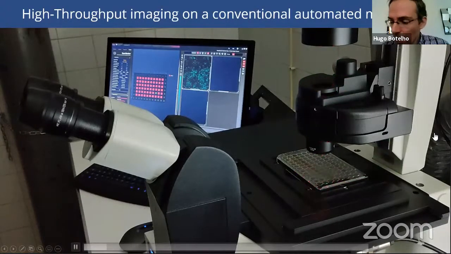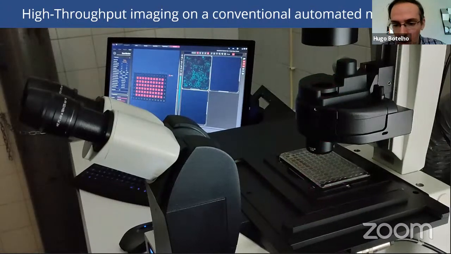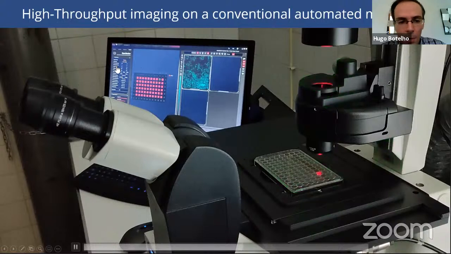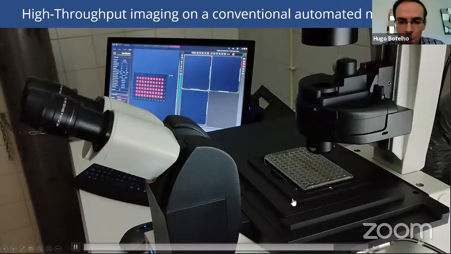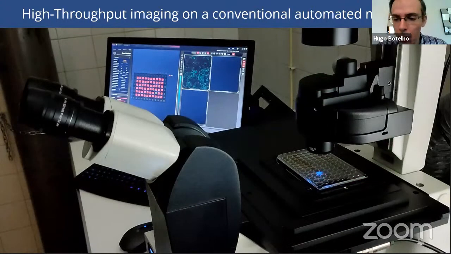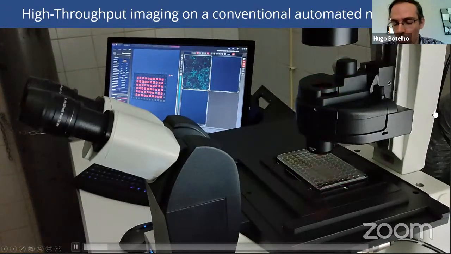And this is a high throughput microscope in action. So this is our wide field system in the facility. And you can see that the software has been configured with the precise dimensions of the plate, and the microscope is moving the plate in the stage and performing multicolor imaging in wide field mode for this multiwell plate.